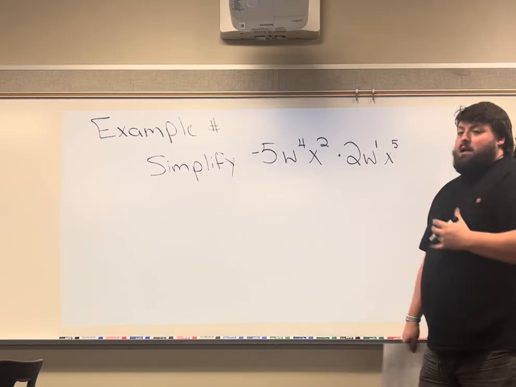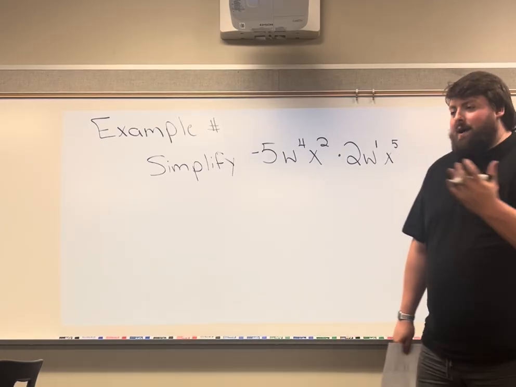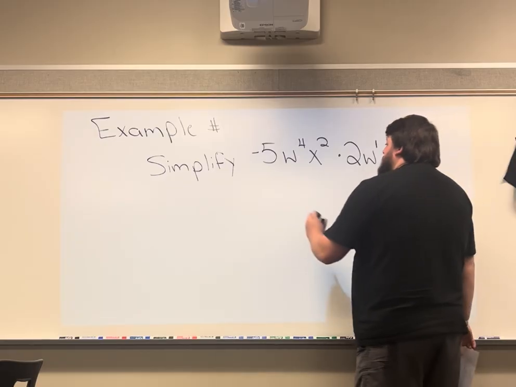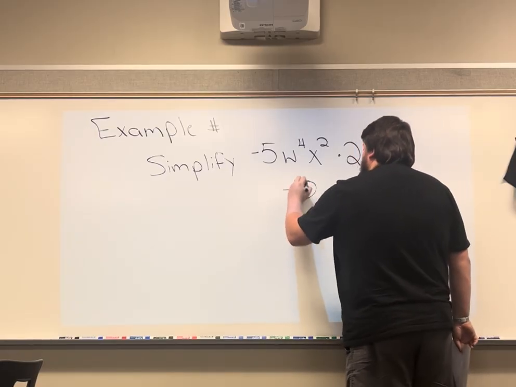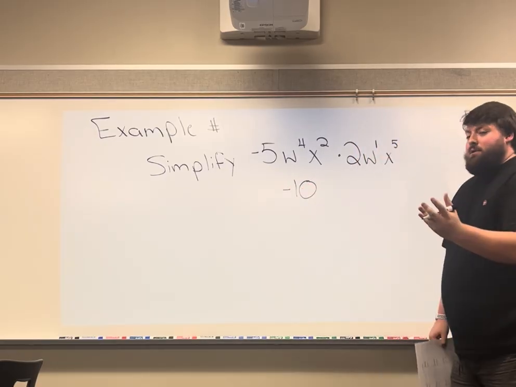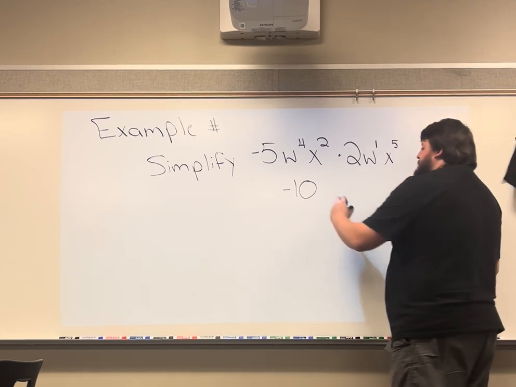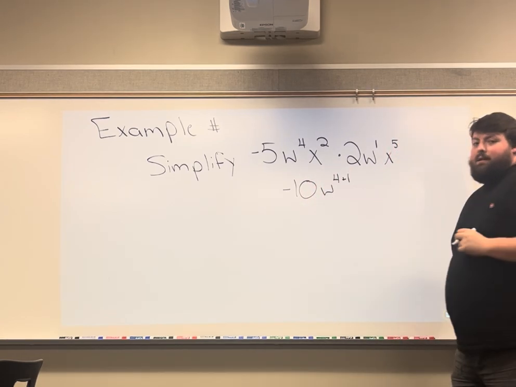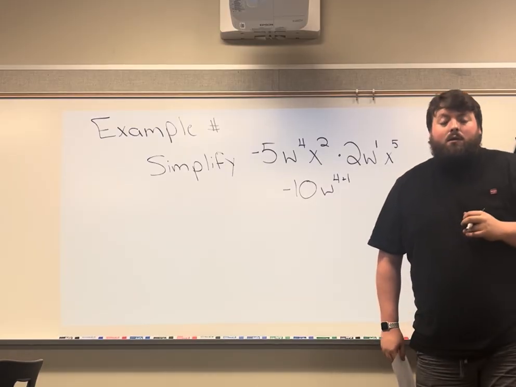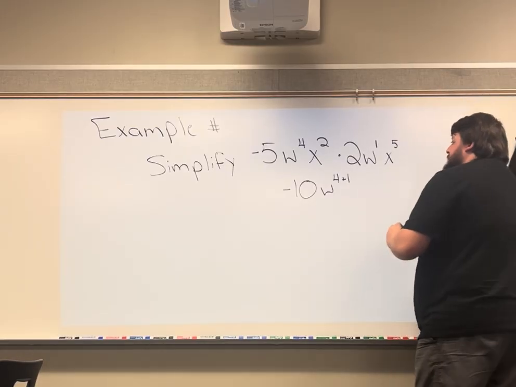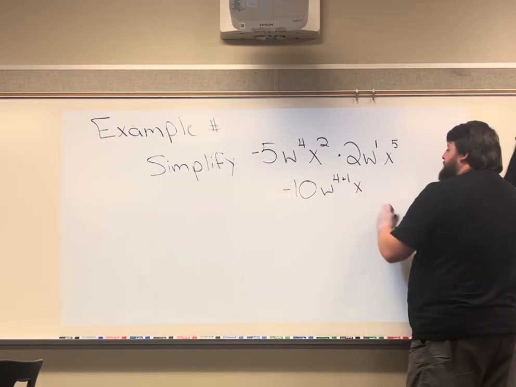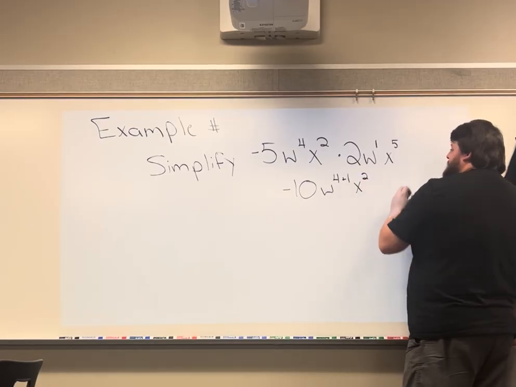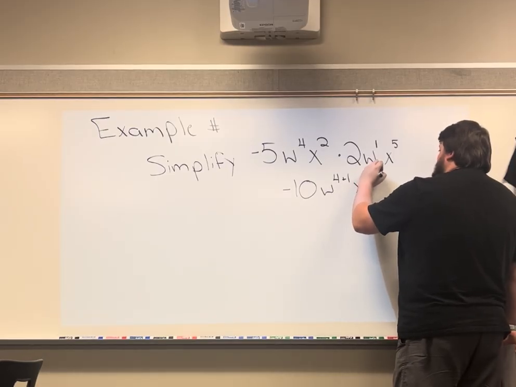Once again, let's break this up. So let's look at the coefficients. Negative 5 times 2 gives me negative 10. We have w to the 4th times w to the 1st. That's w to the 4 plus 1. We'll come back to that. Then we have our x's. We have x to the 2nd times x to the 5th. So x to the 2 plus 5.